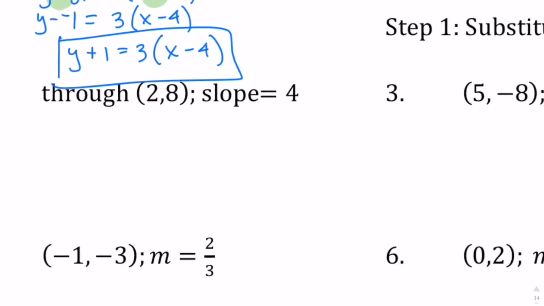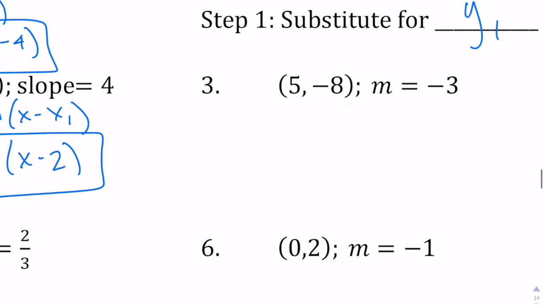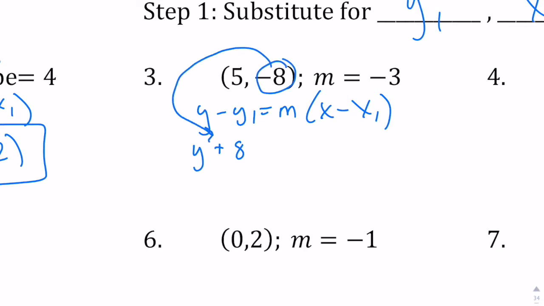It's passing through (2, 8) with a slope of 4. So I'm going to write the formula y minus y1 equals m times the quantity x minus x1. And I'll do y minus 8 equals 4 times the quantity x minus 2. There's our point. Let's try another one. We have a slope of negative 3 and the point (5, negative 8). Y minus y1 equals m times x minus x1. So we have y plus 8. I think some of you are definitely capable of going right to the plus 8 since that was a minus a negative 8. Equals negative 3 times the quantity x minus 5.